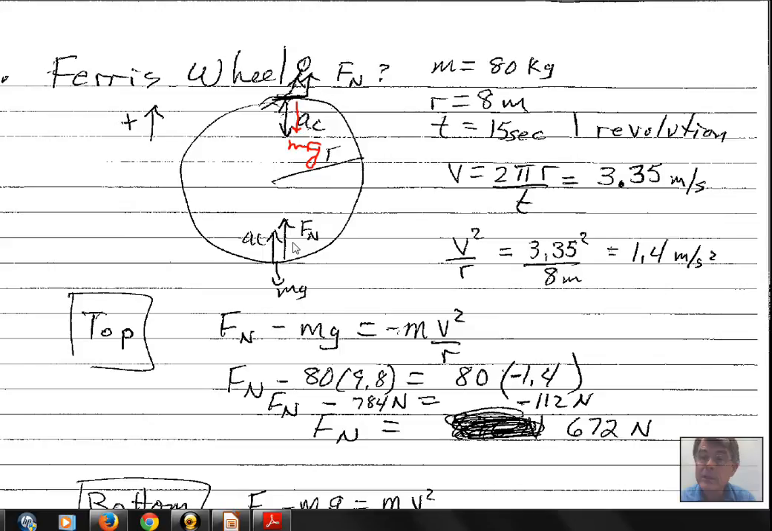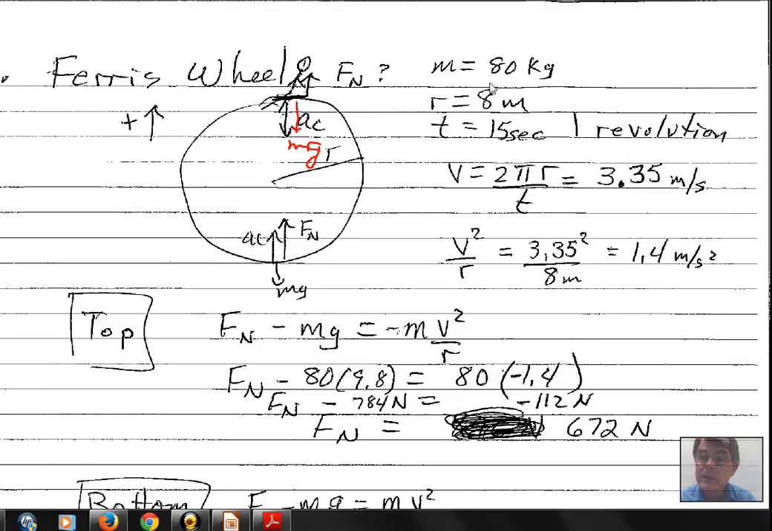At the bottom, normal force, the seat is pushing upward again, the weight is pushing downward. We need a net force towards the center, and in this situation the normal force will dominate over mg. At the top, the mg is going to be the larger force because we need a net force towards the center of the circle. So we have that background, and some of the parameters here.